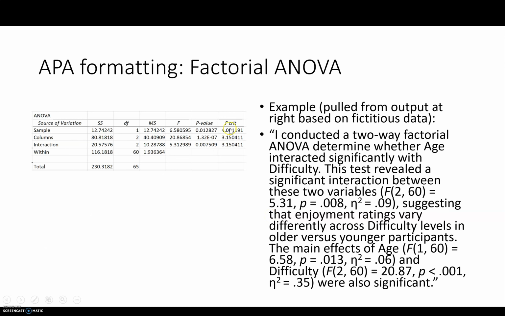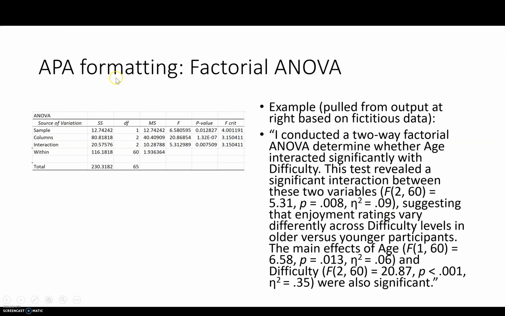And here's an example if I look at these results again. So I conducted a two-way Factorial ANOVA to determine, sorry for the typo, to determine whether age interacted significantly with difficulty. This test revealed a significant interaction between these two variables. Notice italicized F and italicized p.